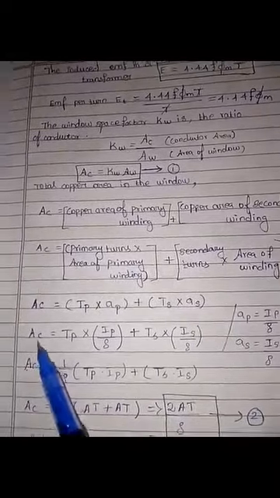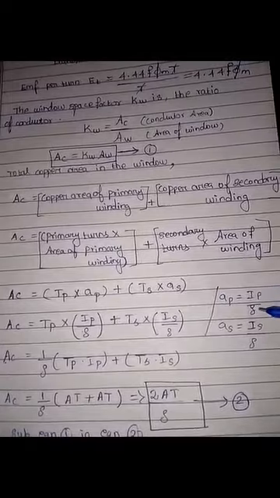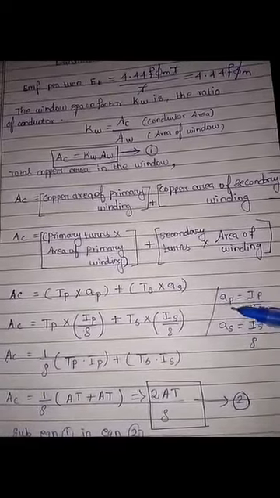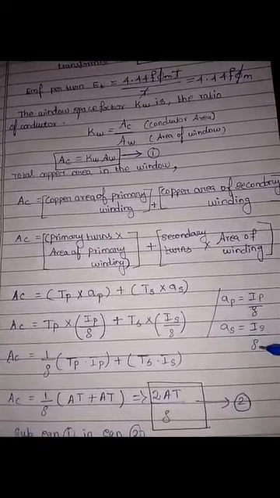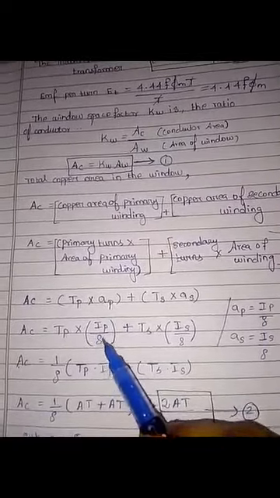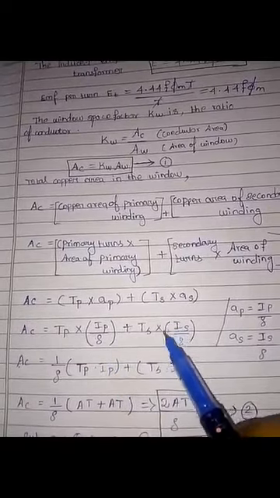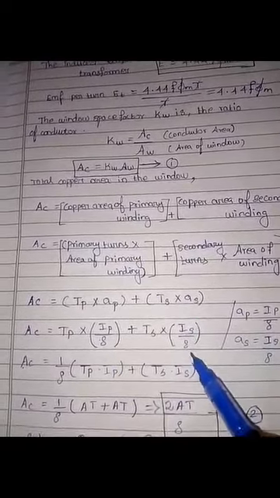Okay, then next equation. Here we already know the equation AP equal to IP divided by delta. This is the primary winding area, and this is the secondary winding area, AS equal to IS divided by the current density value. Here we can apply this value to the AP term. So TP into, instead of AP, we can substitute IP divided by delta, plus TS, instead of AS, we can substitute IS divided by delta.